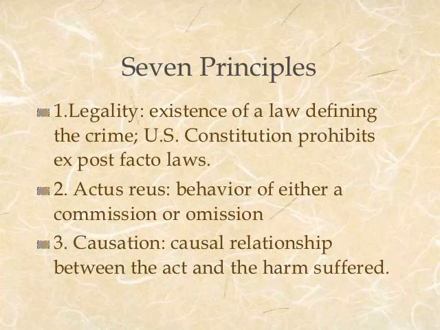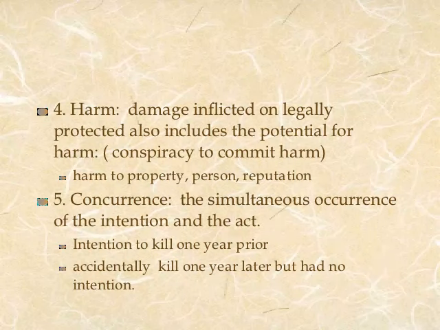Second principle is actus reus, and this is the behavior of either a commission or omission, where you do something or don't do something. The third thing is causation, and that there has to be a causational relationship between the act and the harm suffered, meaning that you hurt somebody. The harm is number 4, and that basically says that there has to be infliction on a legally protected person.